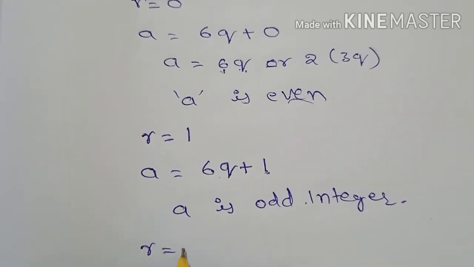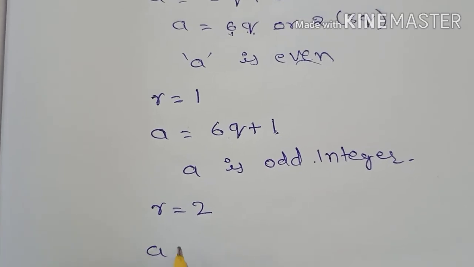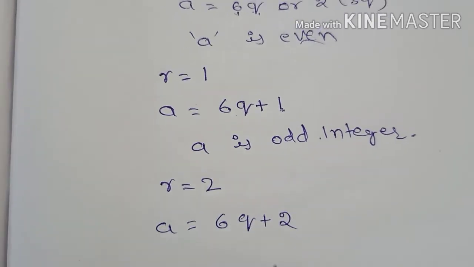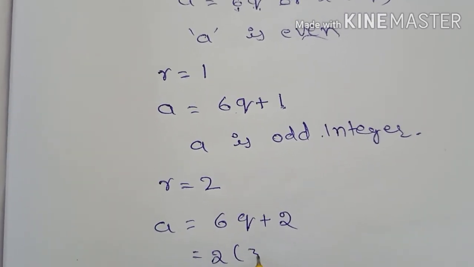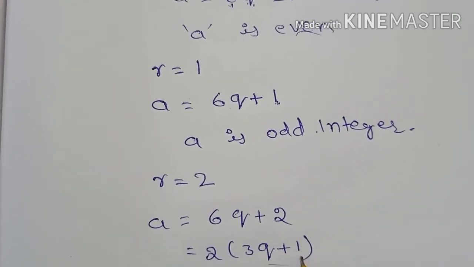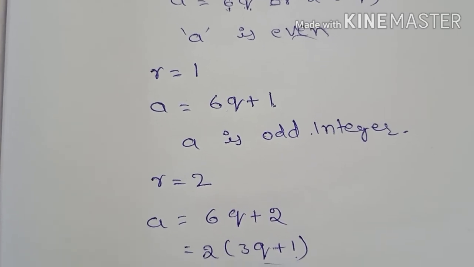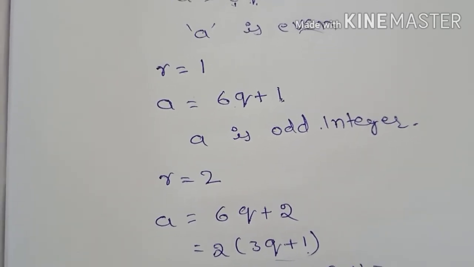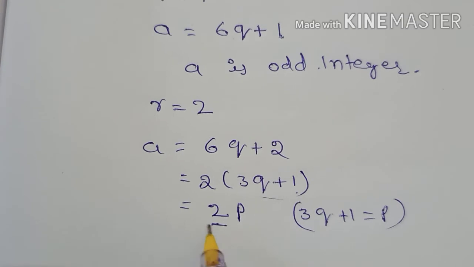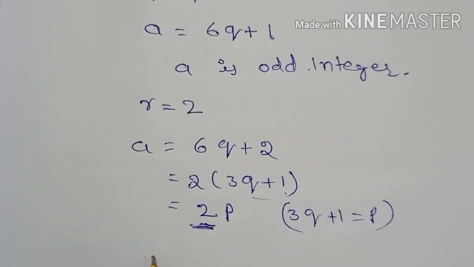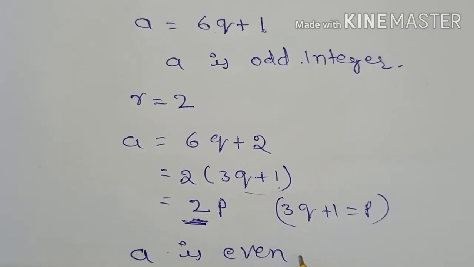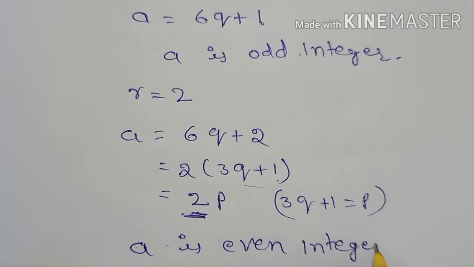Now let us take r is equal to 2. a is equal to 6q plus 2. Now take 2 as common, you will get 3q plus 1. Consider this whole part as some p, where 3q plus 1 is equal to p. Now see, the whole part is divisible by 2. Therefore a is an even number, an even integer.